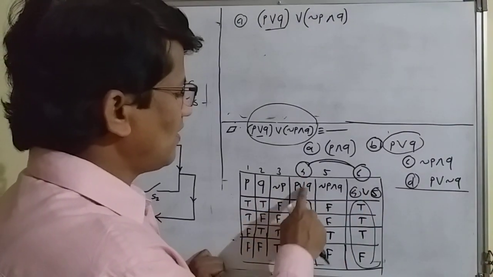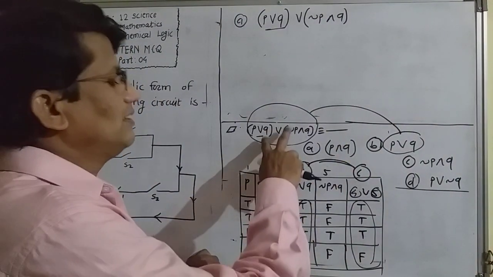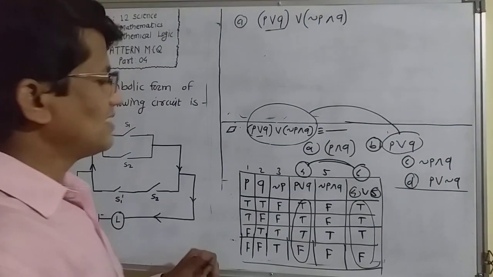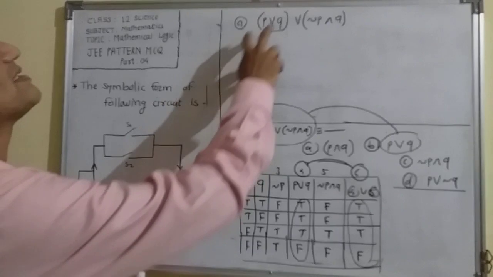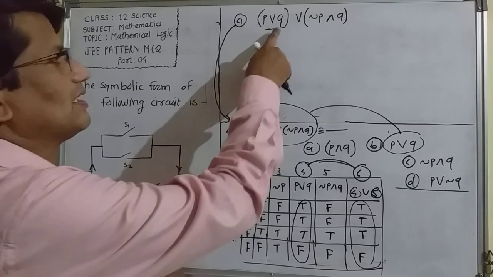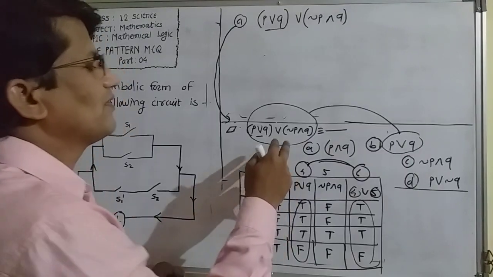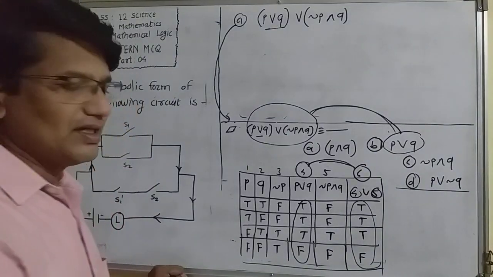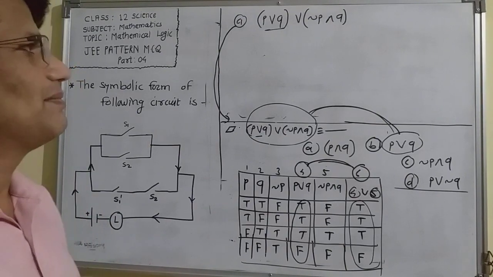Column number 4 is what? P or Q, and this option is already here. Thus, only by drawing the truth table of this question, we will get the answer. And this is our example. Now see, the simplified circuit in symbolic form is this one. I have taken the same example here, and by taking the same example and again using the truth table, we are getting the answer P or Q. So the answer is this.